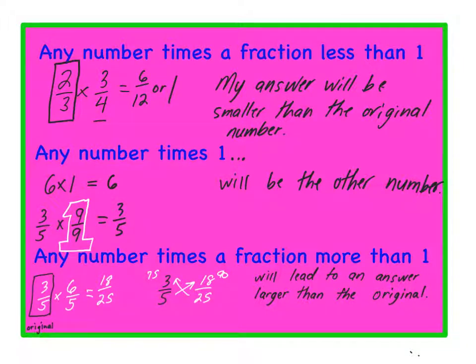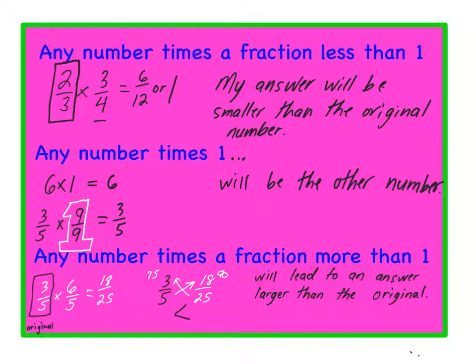So for our last statement, we have any number times a fraction more than 1. I took 3/5, which is our original, and I multiplied it by 6/5. So I got 18/25. I took the time to compare them to see my original again, 3/5, and my 18/25, and I found that indeed the new one was larger. So I finished off the statement, any number times a fraction more than 1 will lead to an answer larger than the original.